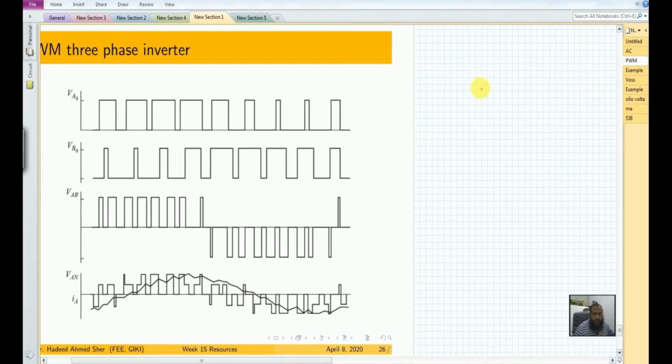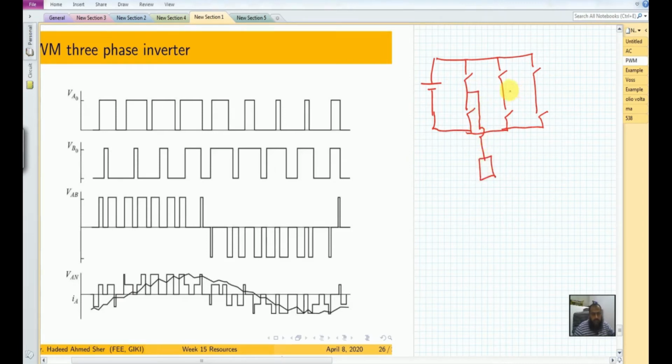So for a 3-phase inverter, let us suppose this is connected to some load. This B phase is connected to this load, and these loads are all balanced. That is, there is no difference in the values of these loads, and we call this the neutral point N. This is VA, this is VB, and this is VC. So 1, 3, 5, 4, 6, 2 are the switches.